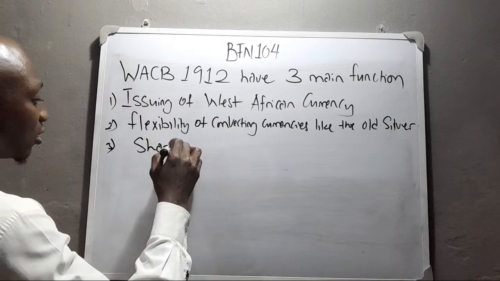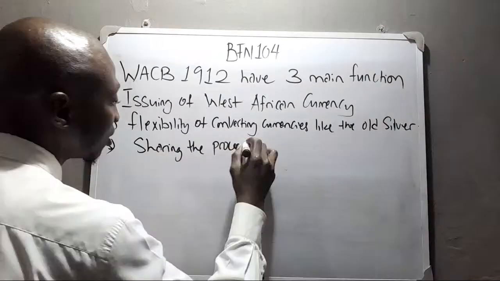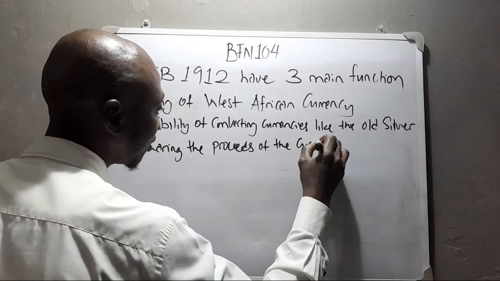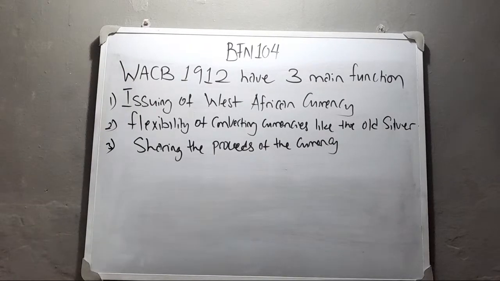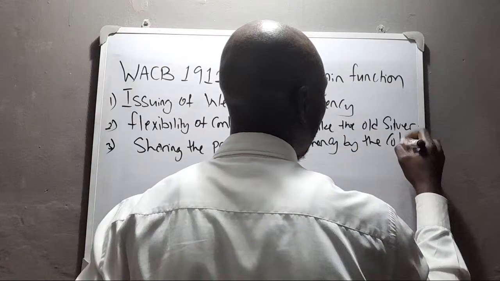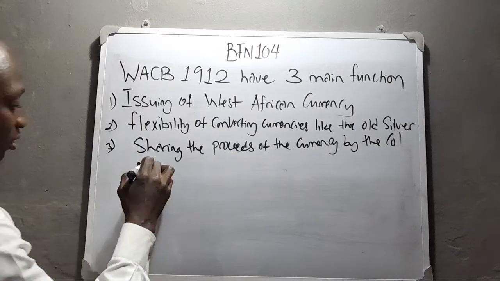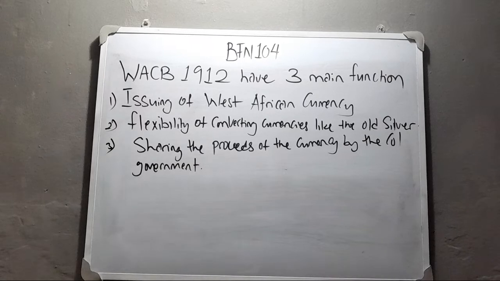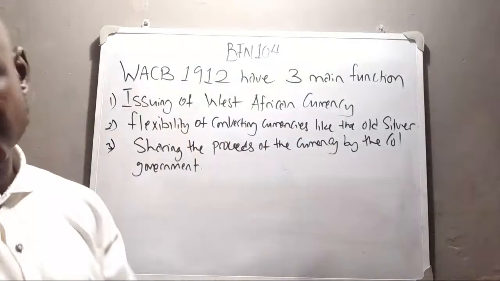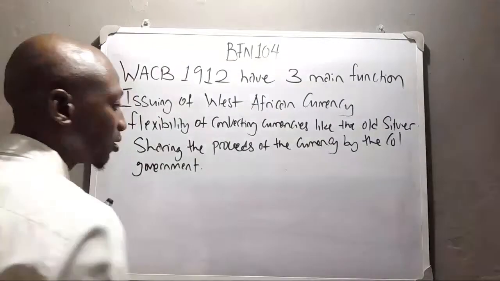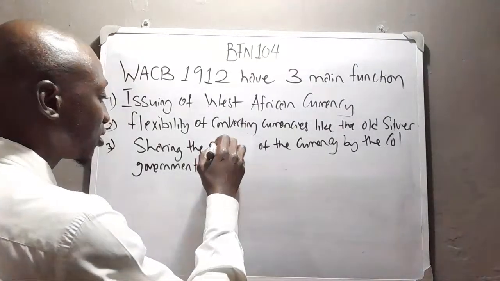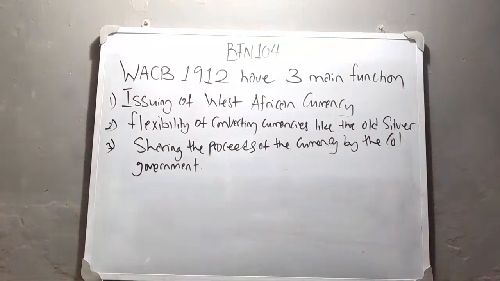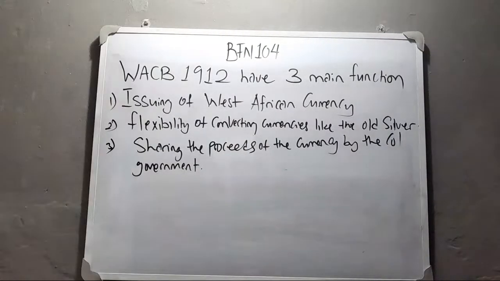Sharing the proceeds of the currency by the colonial government. So these are the three main functions of WAC in 1912: issuing of West African currency, flexibility of converting currencies like the old silver, and sharing the proceeds of the currency by the colonial government. So with that being said, let's move on.